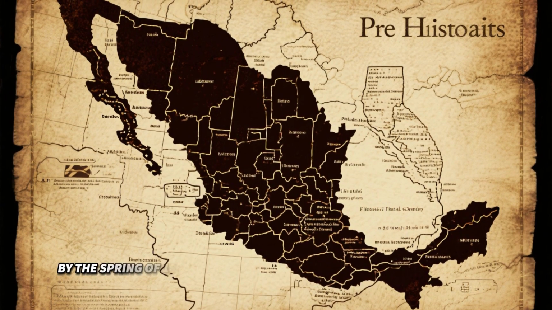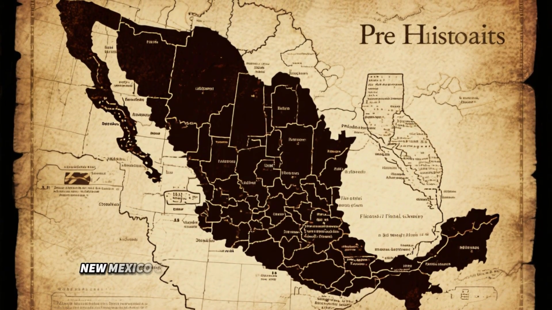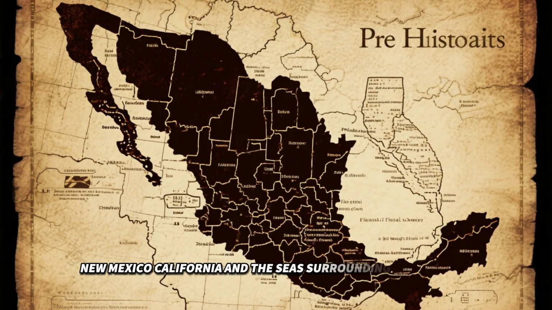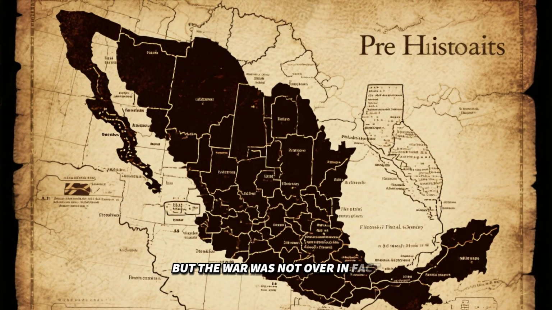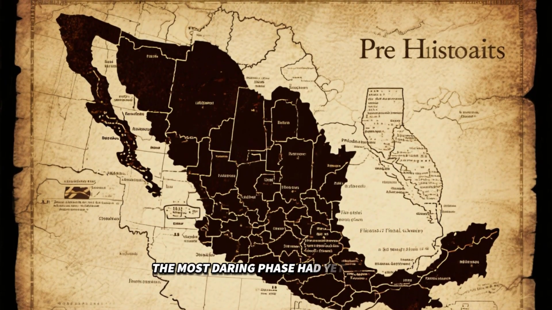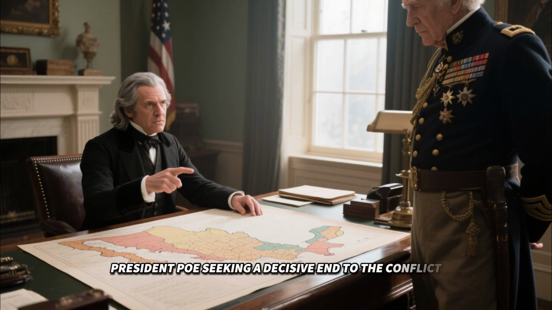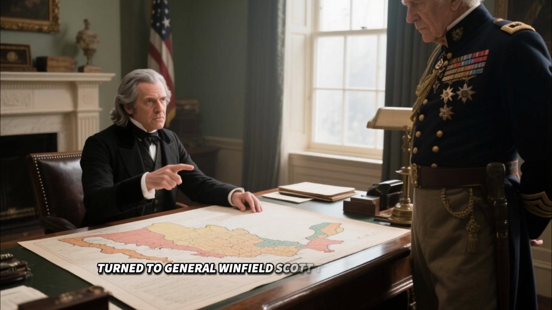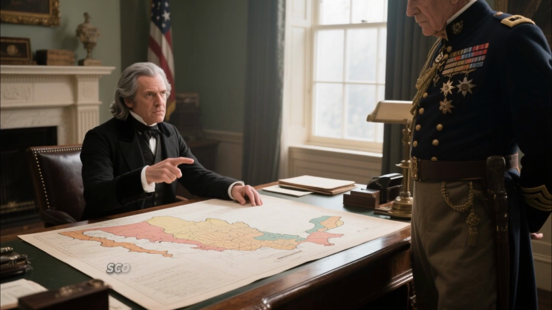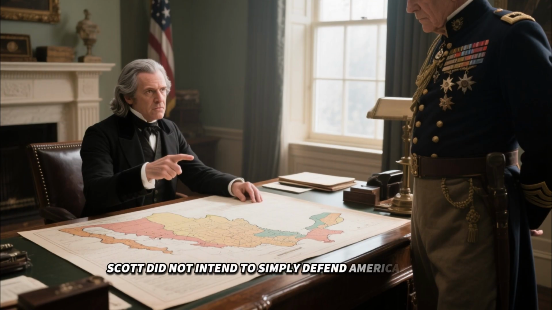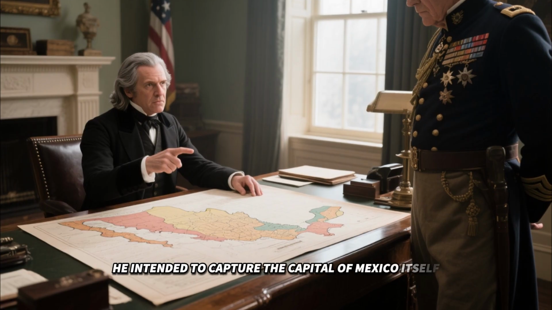By the spring of 1847, the United States controlled northern Mexico, New Mexico, California, and the seas surrounding both coasts. But the war was not over. In fact, the most daring phase had yet to begin. President Polk, seeking a decisive end to the conflict, turned to General Winfield Scott to launch an invasion deep into the heart of Mexico. Scott did not intend to simply defend American gains. He intended to capture the capital of Mexico itself.